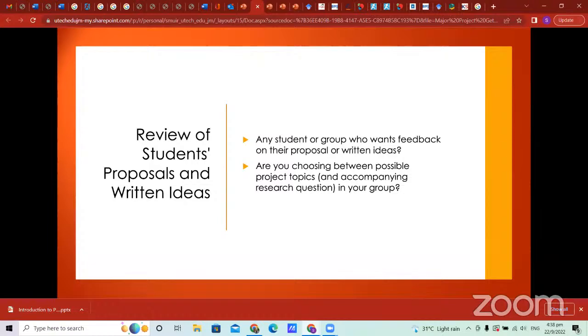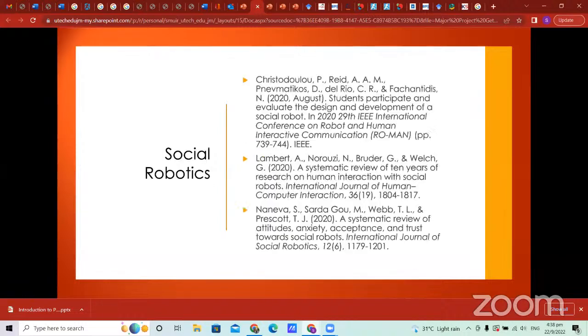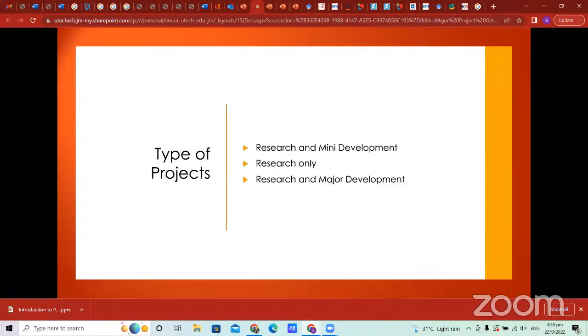Hello. So nobody has any questions or concerns? Oh, question. Could you go over the difference between the types of major project, like mini development and major development? What exactly is the difference between the mini development and major development? Mr. Smith, can you help me with that?